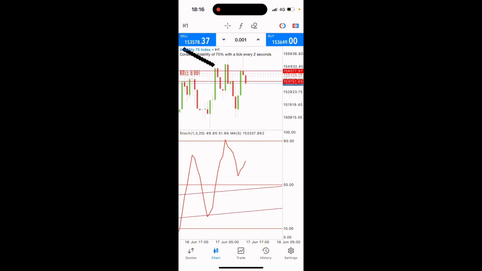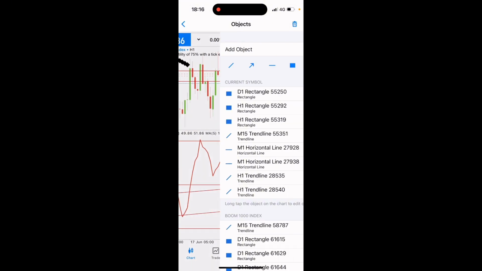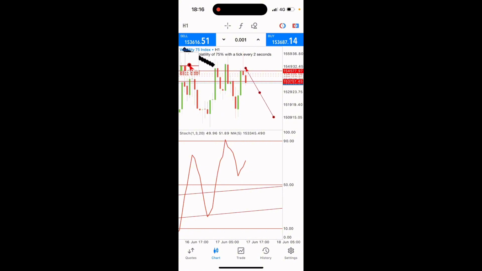Wow. Look at this. What do we have here? Very cool and amazing rejection here. Market might push all the way down, guys. Market might push all the way down just like that.